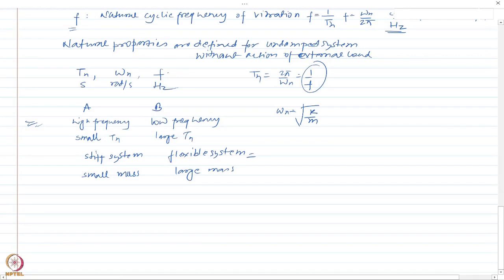If a system is stiff, that means it would have high frequency. If a system has very large mass, that means it would have low frequency. Or I can also say that if a system has very large mass, or is a flexible system, then it would have a large time period of oscillation compared to a system with a small mass and a stiff system. All right.